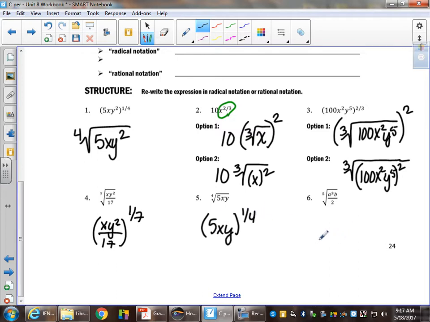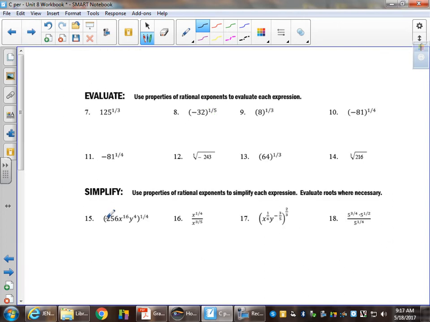Who wants number 6? Go for it. Yes, a to the 3rd b divided by 2 in parentheses. Done. Any math in what we just did? Just rewriting. So when it's a structure question and you're asked to rewrite, just rewrite. What were you asked to do for 7 through 14? Evaluate. We are going to use our charts for this.